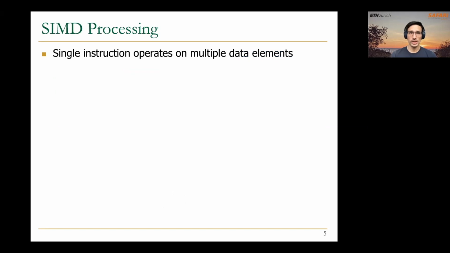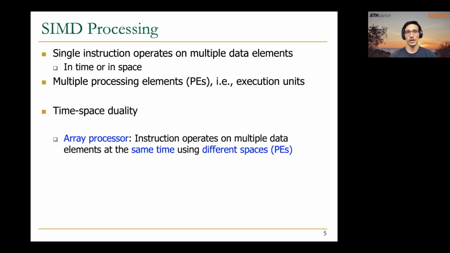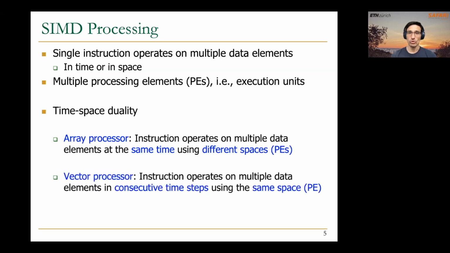So in SIMD processing, a single instruction operates on multiple data elements, and this might happen in time or in space. We assume that we have multiple processing elements, execution units, and we can use them either in time or in space. This is what we call the time-space duality, which determines the difference between an array processor, where one instruction operates on multiple data elements at the same time using different spaces, and a vector processor, where one instruction operates on multiple data elements in consecutive time steps using the same space.